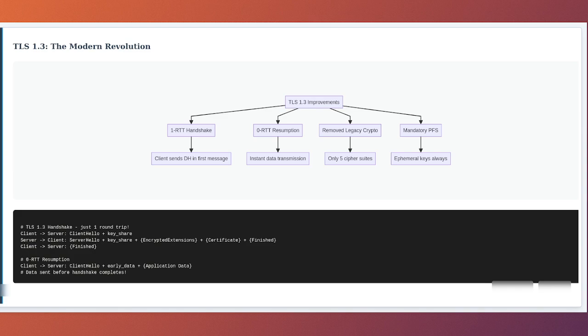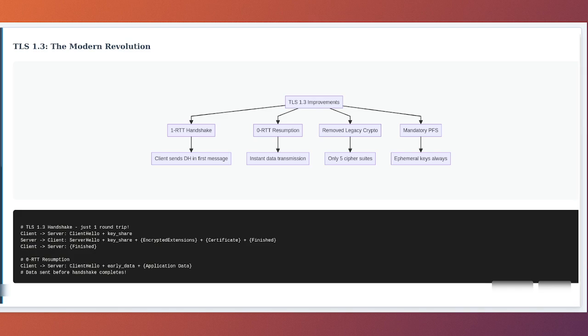The most visible improvement is the streamlined handshake. TLS 1.3 reduces the handshake from 2 round trips to just 1 in most cases. How? By having the client send key exchange information in the very first message. The client essentially says, "Here are the protocols I support, and by the way, here's my Diffie-Hellman public key for each group I support." The server can immediately compute the shared secret and send back encrypted data in its first response. This 1 RTT, 1 round trip time, handshake cuts connection establishment time in half.